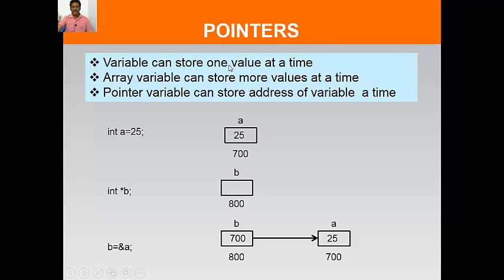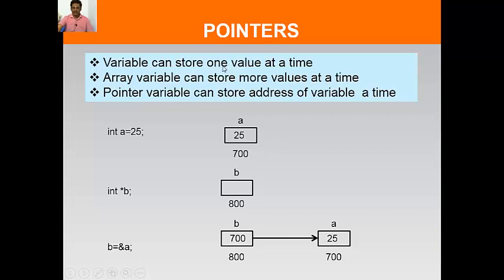But an array variable can store more values at a time. If we declare int a of 10, it allocates 10 integer locations, and each location can hold one integer value. So it is a single array variable, int a of 10. A is only one variable name, but that variable can hold 10 values. So an ordinary variable can hold only one value at a time, an array variable can hold more values at a time, but a pointer variable stores the address of a variable.